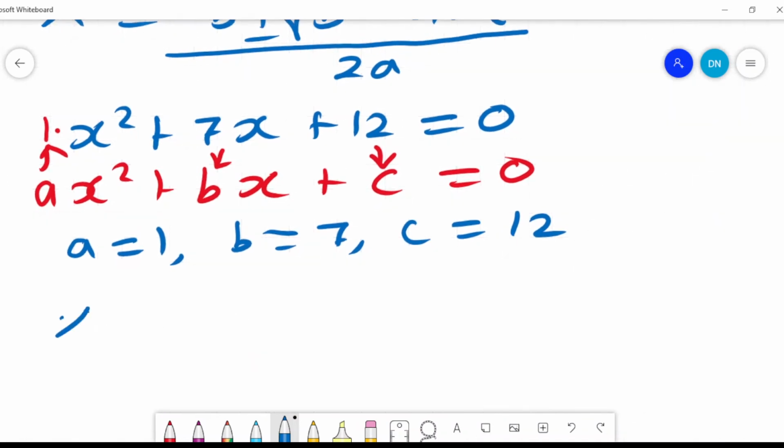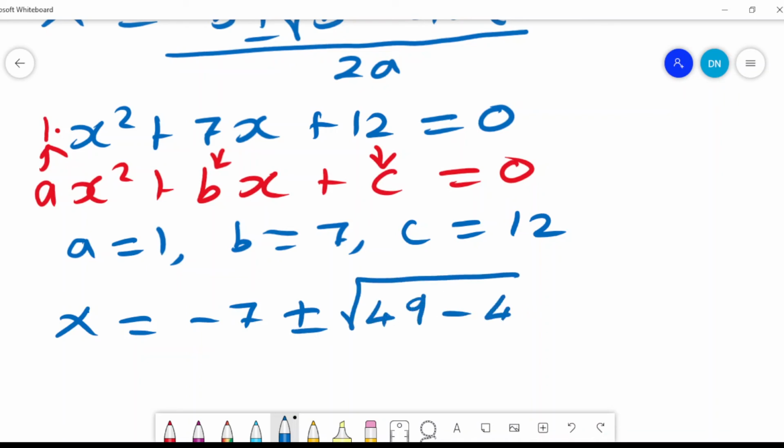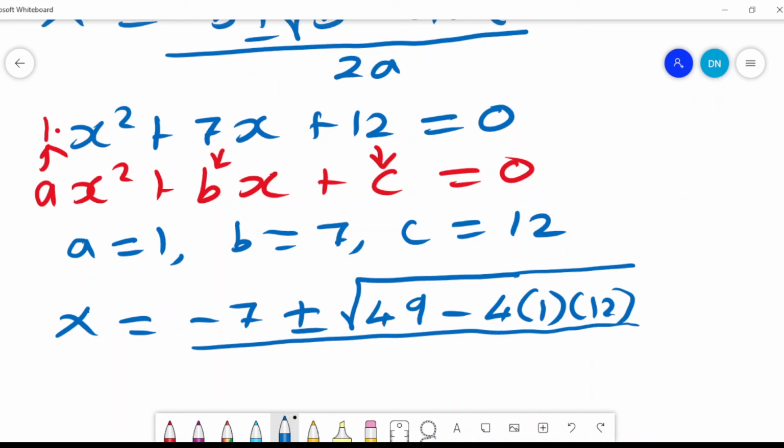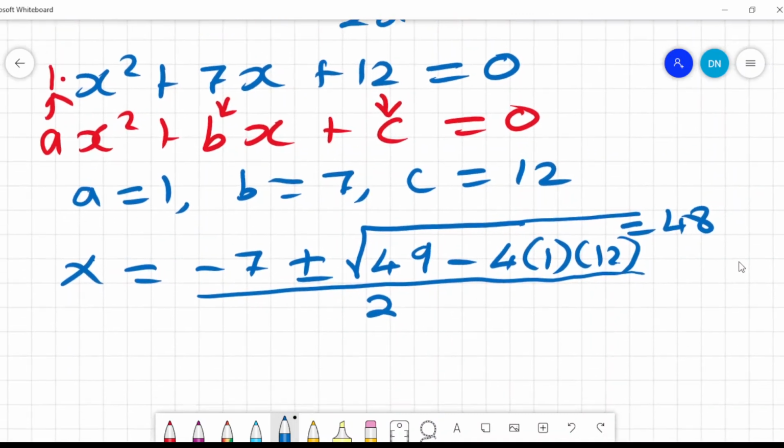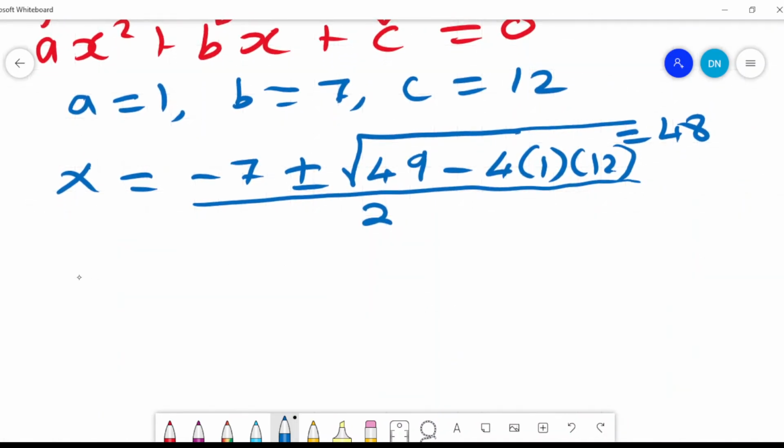So x is equals to minus b plus or minus the square root of b squared minus 4 times a times c, divided by 2 times a. 2 times 1 is 2. So 4 times 1 times 12, this is 48. So it will be 49 minus 48 is 1. The square root of 1 is 1. And therefore x is equals to minus 7 plus or minus 1 over 2.